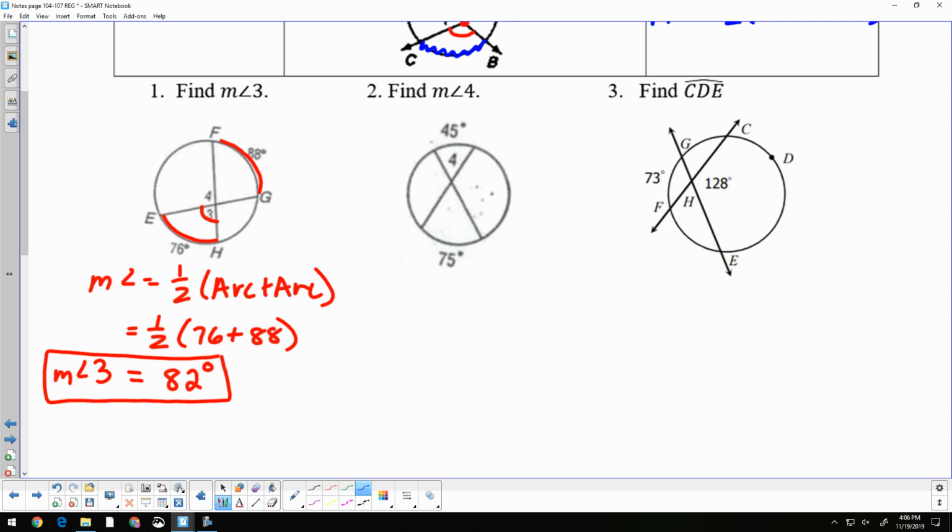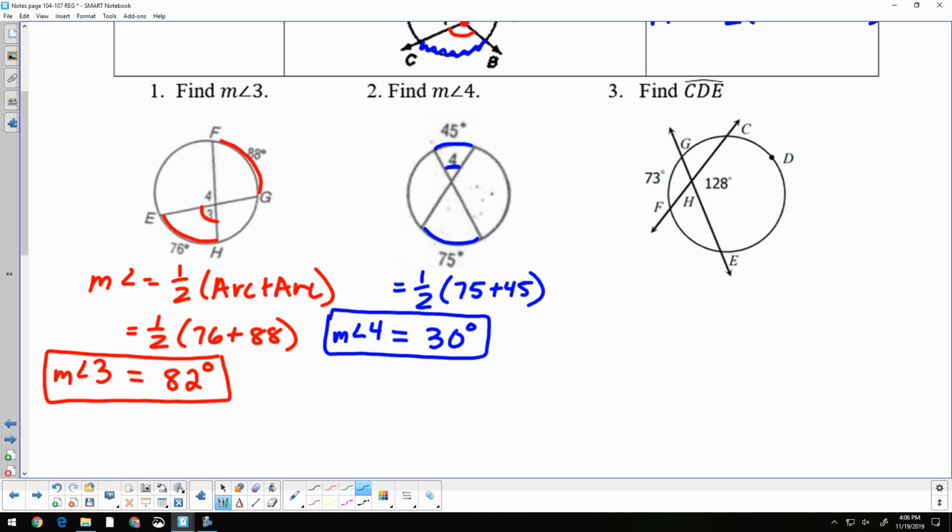Number 2 is the same way, so angle 4 is what we're looking for. So we need this arc and this arc, which we have. So it's going to be 1/2 75 plus 45. And when I plug that into my calculator, I end up getting 30. So the measure of angle 4 is 30 degrees. Okay. Number 3 is a little bit more difficult.